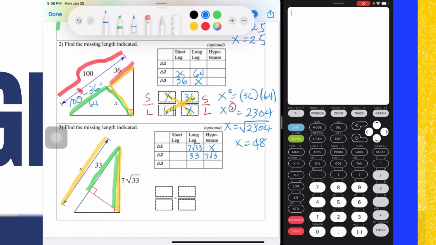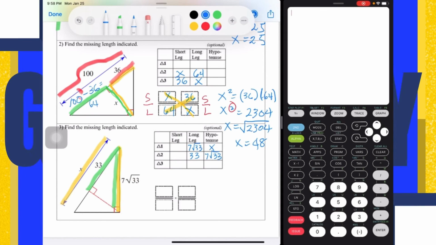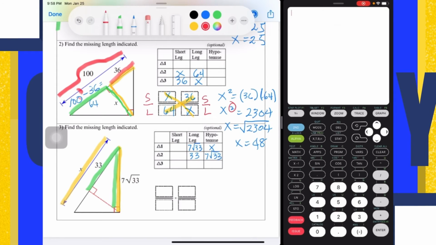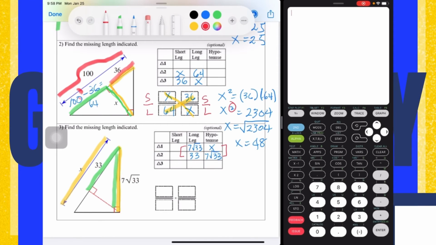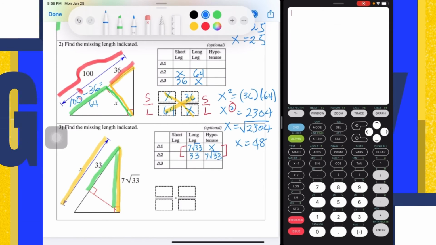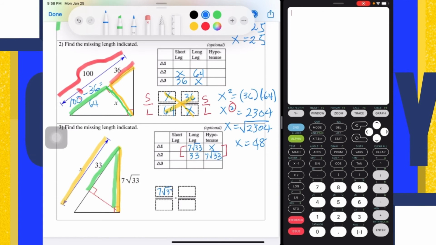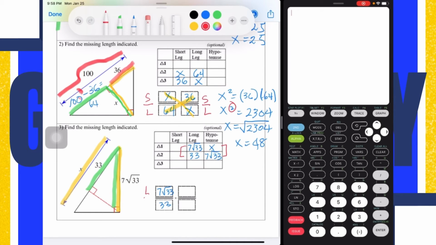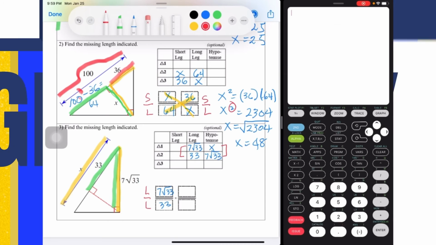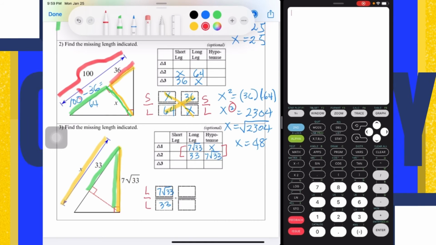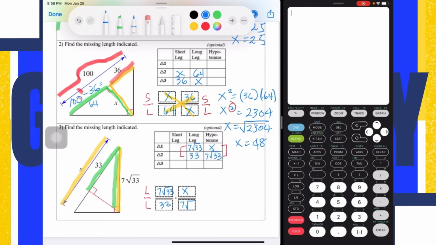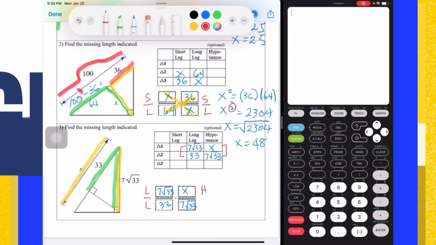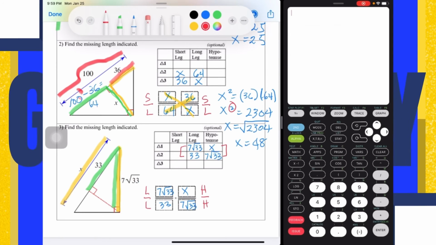Now this time, let's set up our proportion by comparing long leg to long leg from triangle 1 to triangle 2, and hypotenuse to hypotenuse from triangle 1 to triangle 2. So I have 7 times root 33 over 33. Again, I'm comparing long leg to long leg, their corresponding sides of triangle 1 and triangle 2. My right ratio would be x over 7 root 33. And I'm comparing hypotenuse to hypotenuse from triangle 1 to triangle 2.